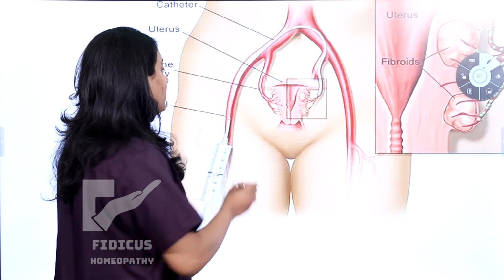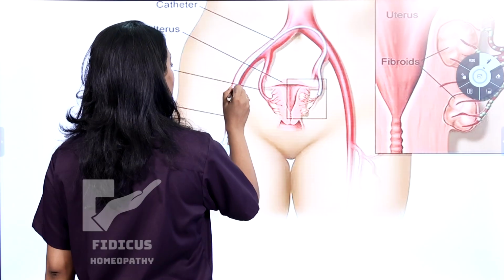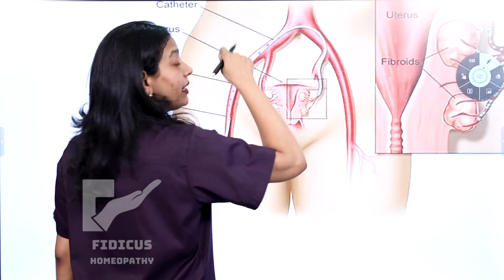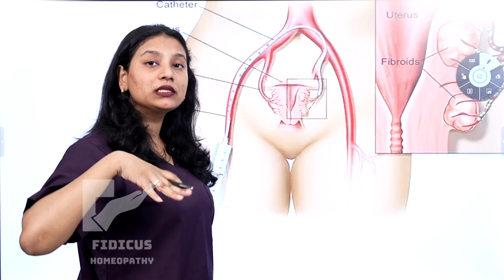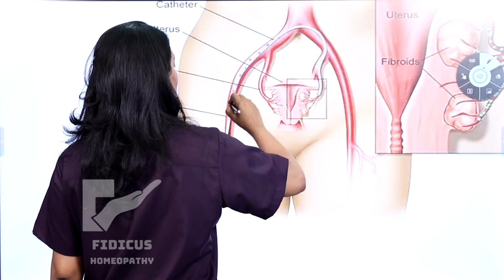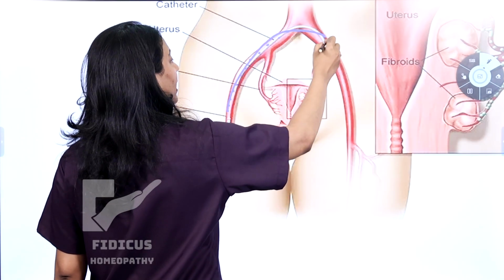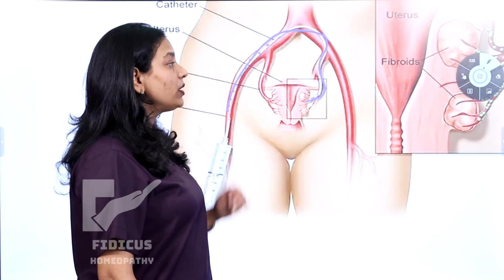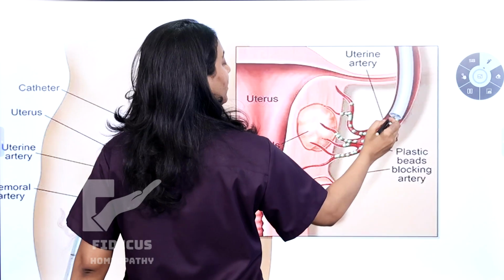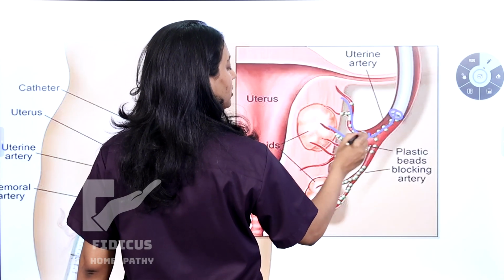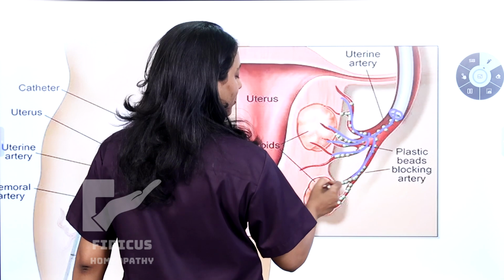And through the syringe they will be sending the embolus. Okay, and this embolus will start flowing, and a radiologist will be there continuously viewing this procedure. The embolus will be directed like this to the uterine artery. Okay, and from the uterine artery it will be directed here, and here it will come and it will block the blood supply to the fibroid.